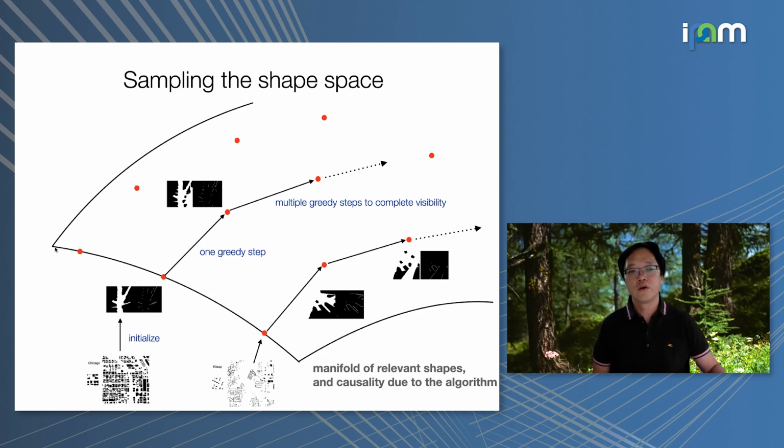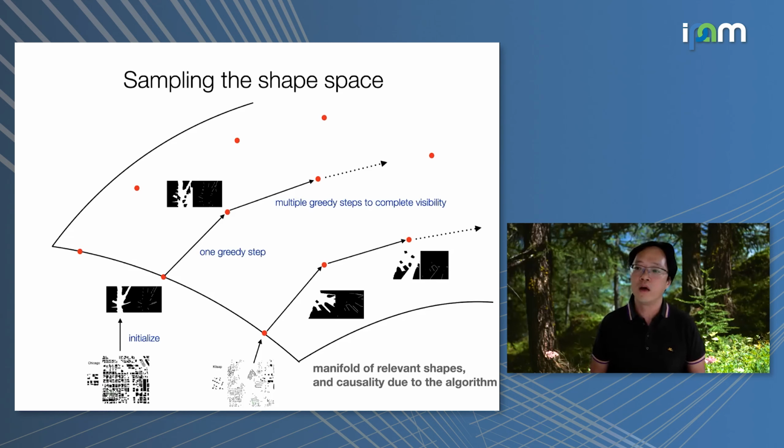Then you simulate the algorithm until you have complete visibility of that particular grid. On this horizontal edge over here is how you sample the relevant city grid. But the relevant data manifold that will enable successful learning of this gain function requires you to actually simulate the algorithms, so that, I like to say, the causality from one shape to the other shape is also sampled.